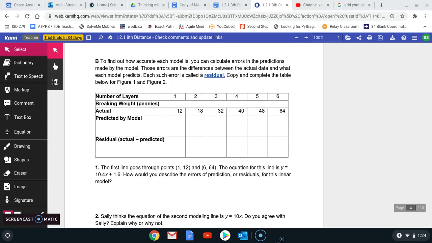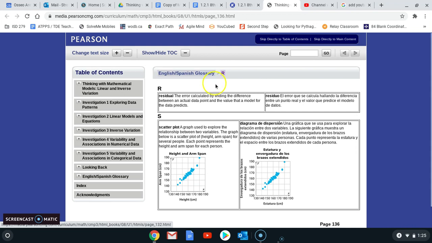In B, it says to find out how accurate each model is, you can calculate errors in the predictions made by the model. Those errors are the differences between the actual data and what each model predicts. Each such error is called a residual. So if we click on residual, it will take us to a glossary. A residual is the error calculated by finding the difference between an actual data point and the value that a model for the data predicts.